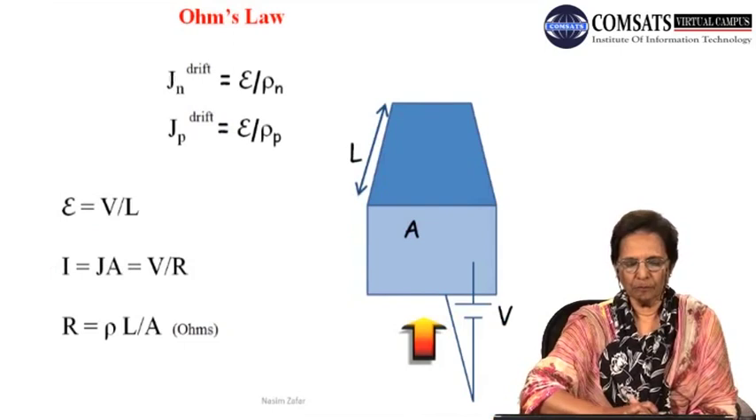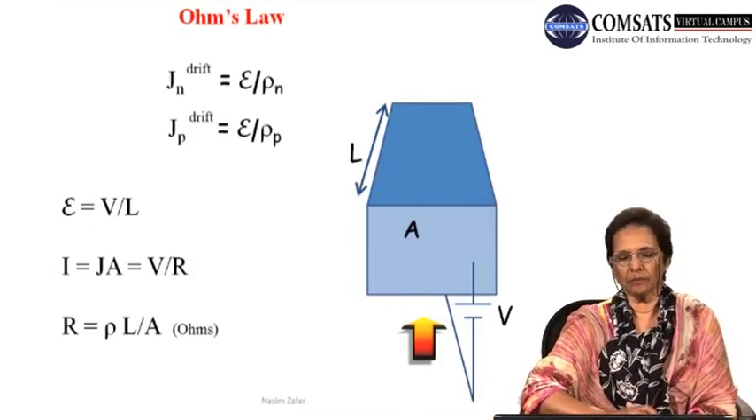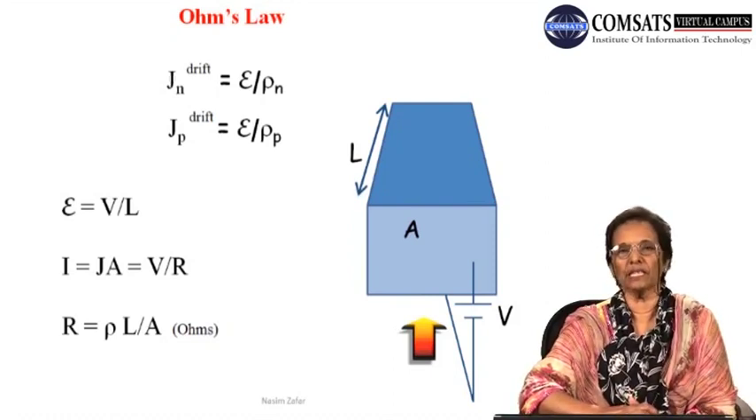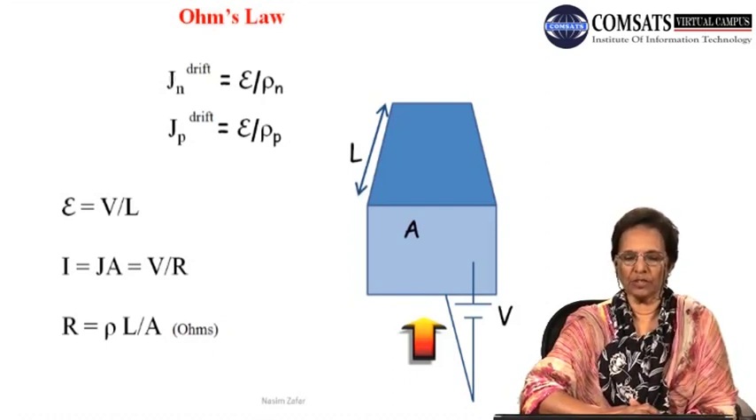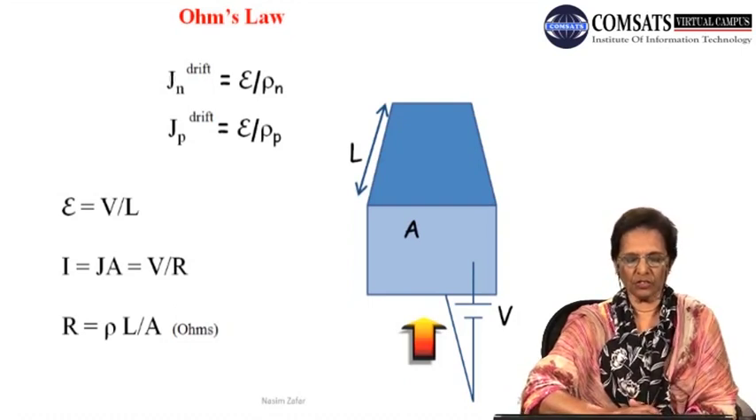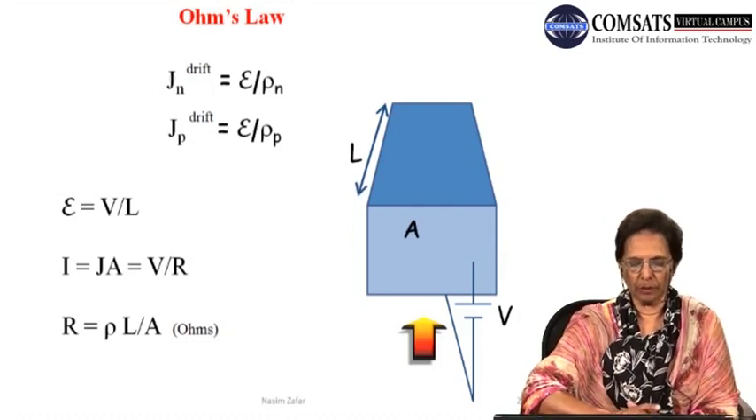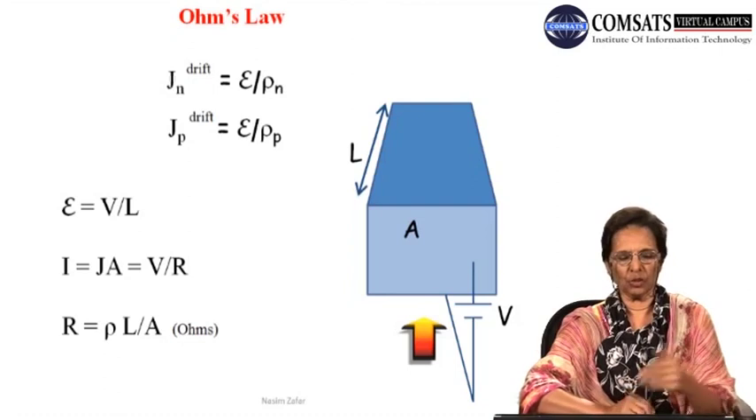The current density in this case is a parameter which is expressed in terms of the applied electric field E and the resistivity for both N-type material and P-type material. We obtain these two relationships. And the resistance is shown on the bottom of the bottom equation. Now let's look at the first term.